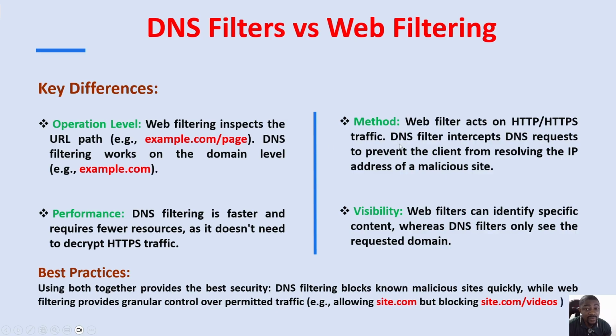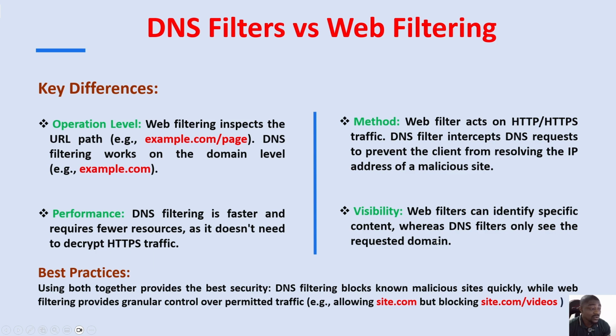About the method, web content filtering acts on HTTP and HTTPS traffic, while DNS filtering intercepts the DNS requests at layer 3 and 4. So on the ISO model, web content works at layer 7, while DNS works at layer 3 and 4, where you resolve IP addresses and domain names, right? And talking about visibility, web filters can identify specific content, whereas DNS filtering only sees the requested domain.